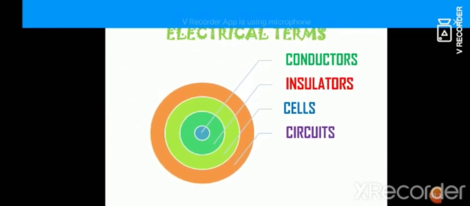And today we want to look at certain terminologies used in electricity, or we call them electrical terms. We have so many of them, but for today's class, we are going to consider about 4 of them, 4 electrical terms. Number 1, conductors. We're going to consider insulators, cells, and circuits. So these are the 4 terms we'll be considering for today's class. Okay, now let's start with conductors.